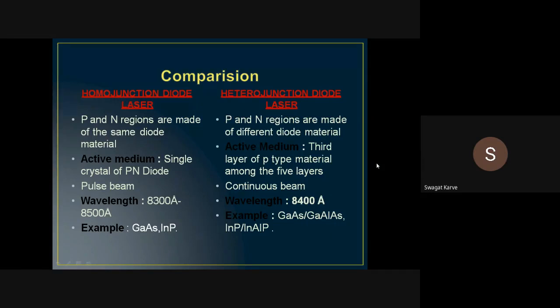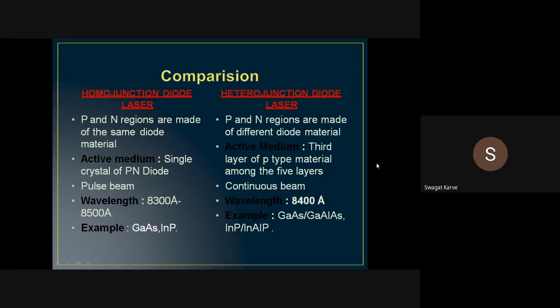If you talk about the wavelength of homojunction, it is approximately 8300 to 8500 angstrom. In case of heterojunction, it is about 8400 angstrom. Okay, and the material that can be used in case of homojunction diode is gallium arsenide, indium phosphide. In case of heterojunction, gallium arsenide, then gallium aluminum arsenide, indium phosphide, indium aluminum phosphide. So these are the different materials that can be used to form the heterojunction structure. And gallium arsenide and indium phosphide are the two popularly used materials to form the homojunction diode laser structure.